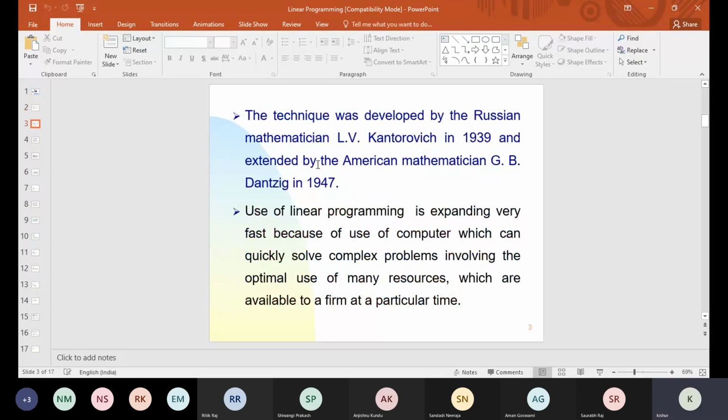I'm just skipping it. A Russian mathematician developed it. Because of the use of software, it is very, very popular. Nothing else to discuss.